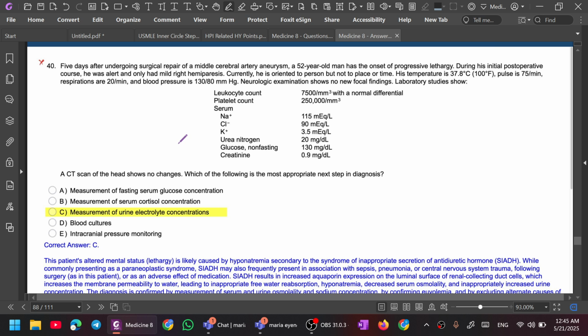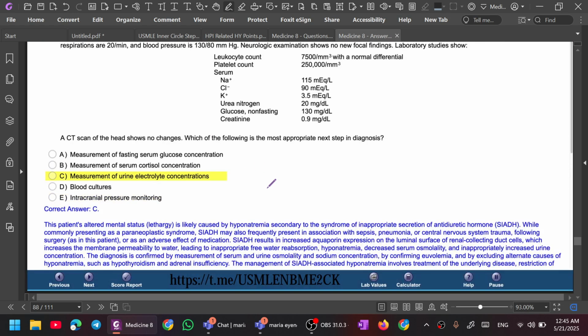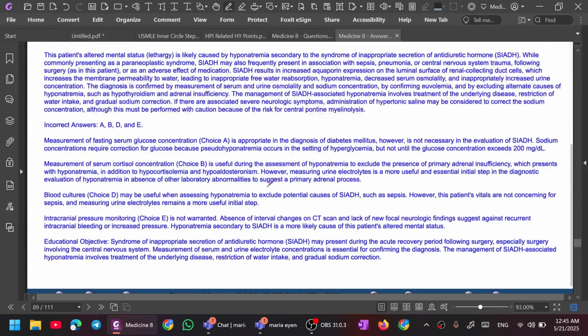This patient's altered mental status is likely caused by hyponatremia secondary to the SIADH. While commonly presenting as a paraneoplastic syndrome, SIADH may also frequently present in association with sepsis, pneumonia, or central nervous system trauma following surgery, as in this patient, or as an adverse effect of medication.